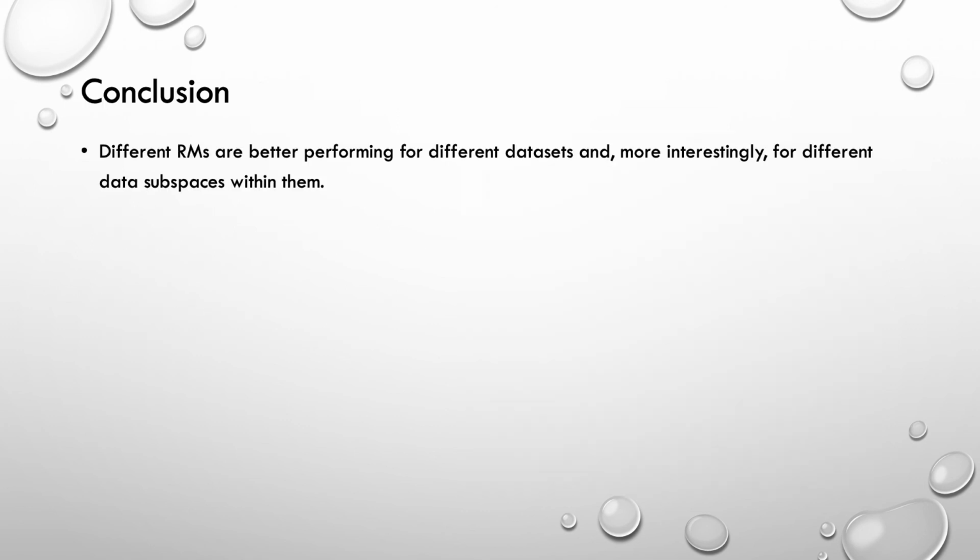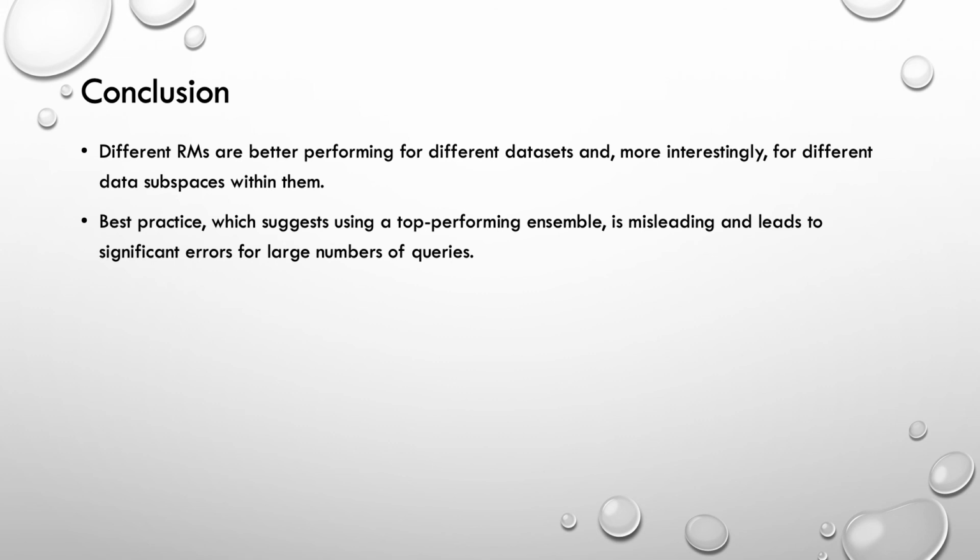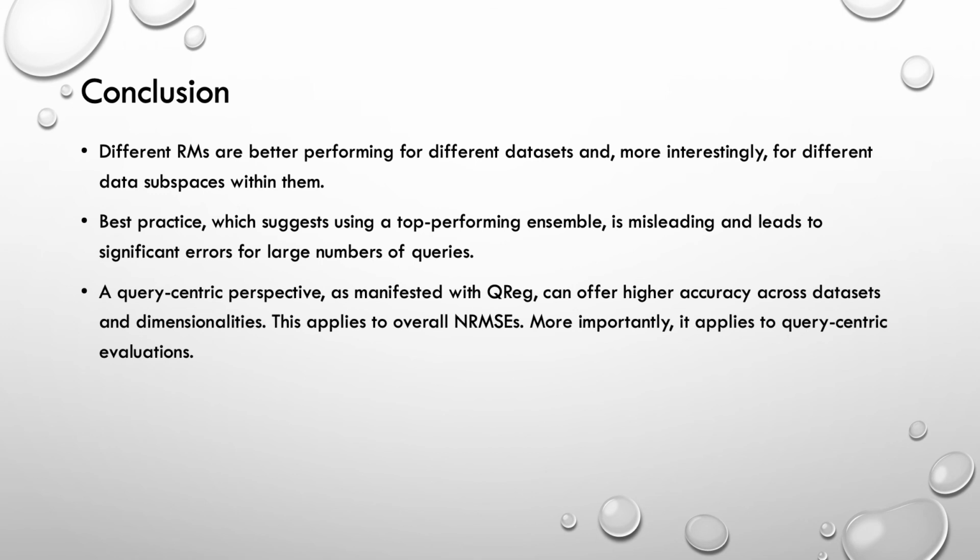So in conclusion, different regression models perform better for different datasets and, more interestingly, for different data subspaces within them. And best practice, which suggests using a top-performing ensemble, is misleading and leads to significant errors for a large number of queries. A query-centric perspective, as manifested with QReg, can offer higher accuracy across datasets and dimensionalities.